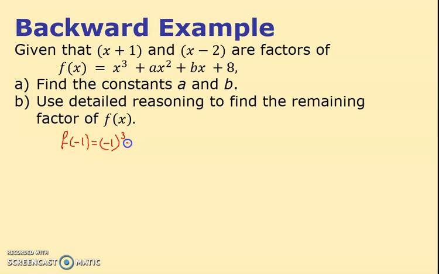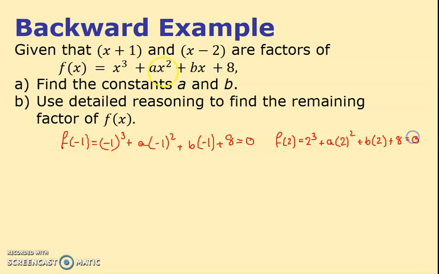So I cube it, plus a lots of minus 1 squared, plus b lots of minus 1, plus 8. And critically, that answer is 0. And I've got another one which I'll do as well. It says x minus 2, so I put 2 in. Let's put 2 into the function as well. It's 2 cubed plus a times 2 squared plus b times 2 plus 8, and that's equal to 0 as well, because both of them are factors.